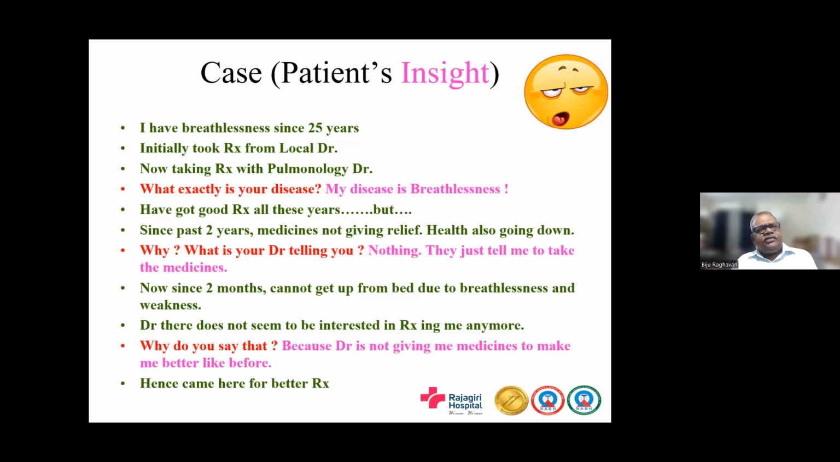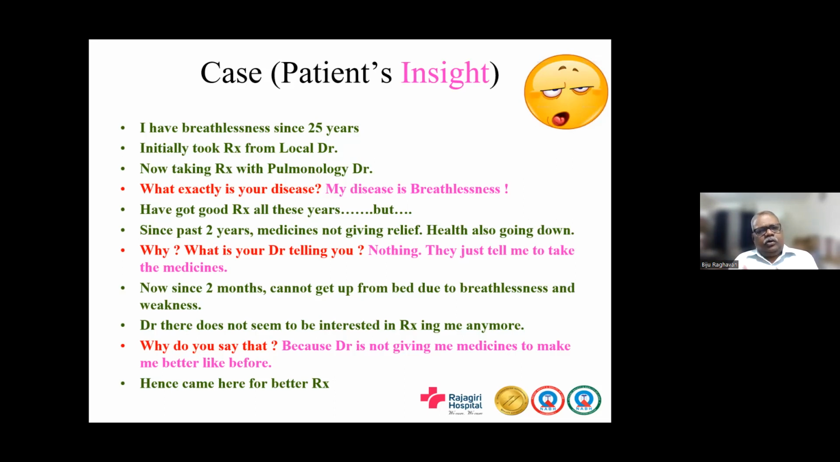Then all these years I have been having good treatment, good relief, but for the past 2 years, I don't know why the medicines are not giving me much relief. My health is also going down. And since 2 months, wait. You said that for the past 2 years, medicines are not giving relief. Why? I mean, what have your doctors been telling you? What is wrong? Nothing. They just tell me to take the medicines regularly.